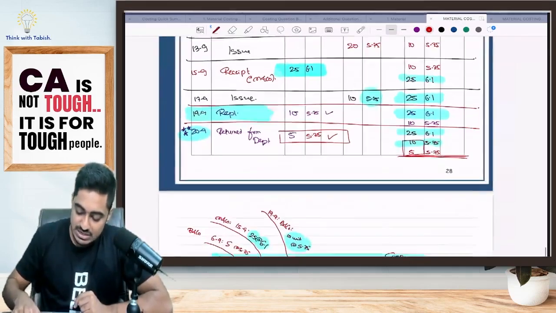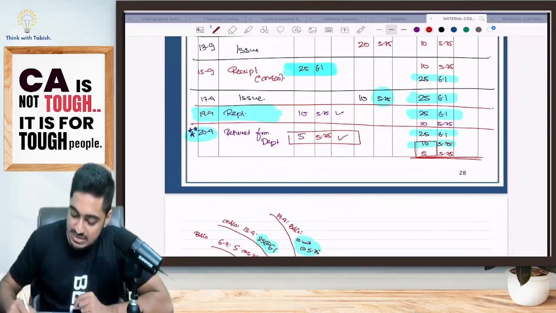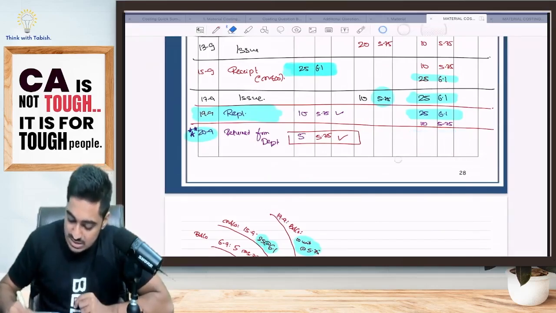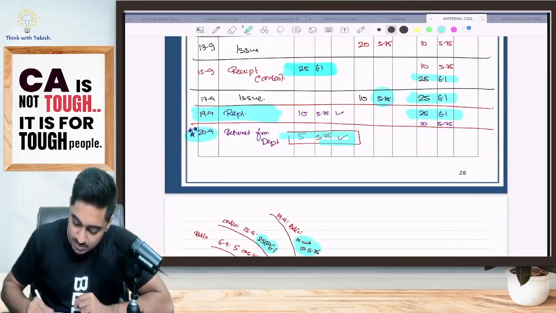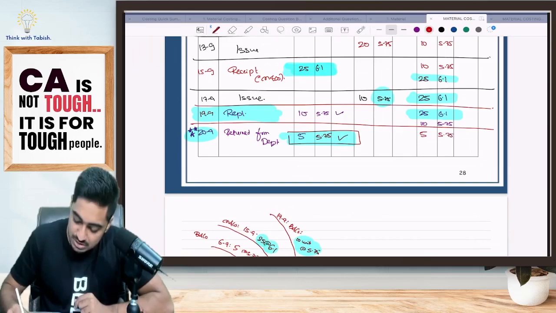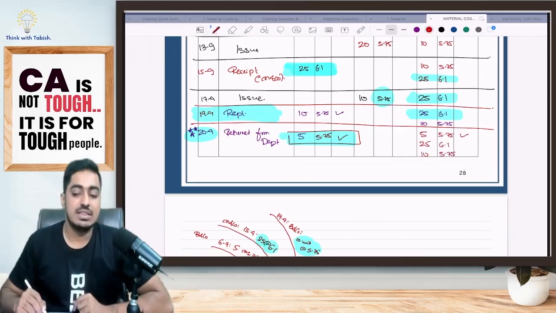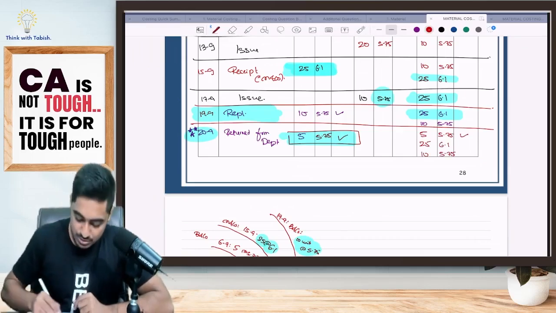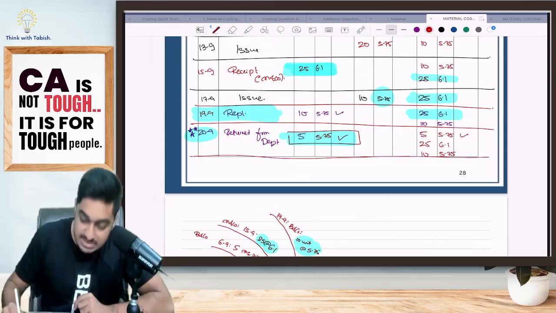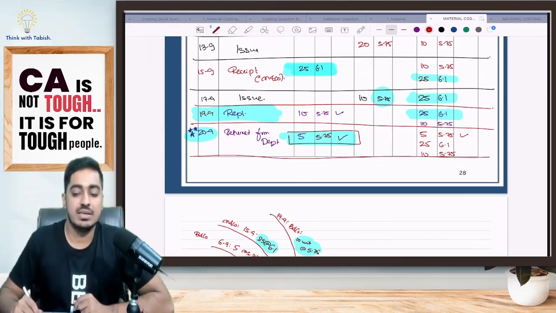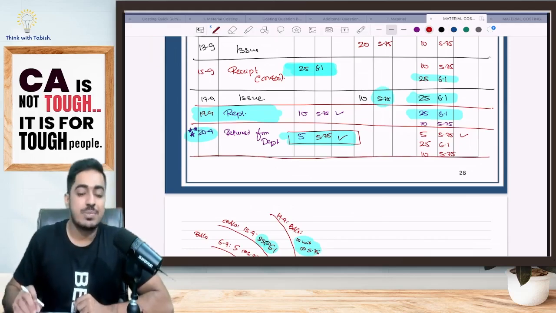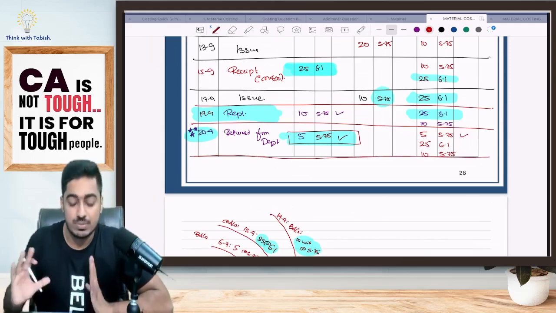Yes or no, everyone? That means while I'm updating my balance, what will I do? I will tell, okay, boss, this from the company's perspective is the oldest. So I will write in the first line 5 units at the rate of 5.75. Then I'm having 25 units at the rate of 6.1, 10 units at the rate of 5.75. This is how my balance column is going to look. Is this clear, everyone? Yes or no? Give me a confirmation. Now, sir, mind is fully messed up. What did you do?